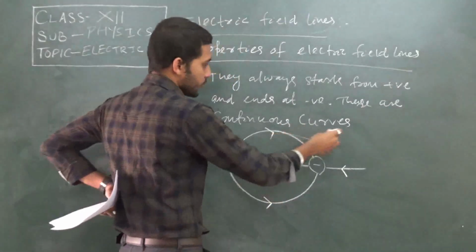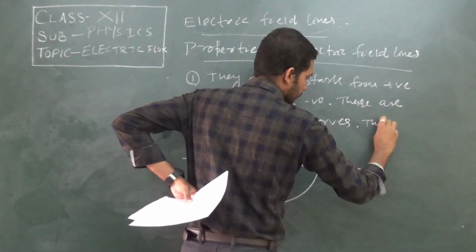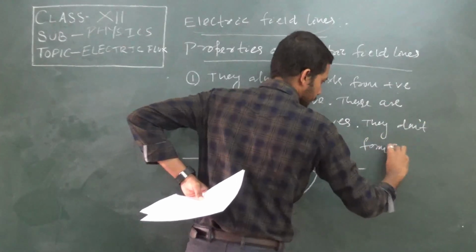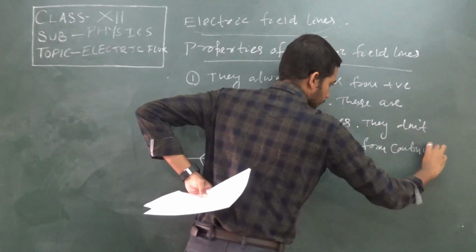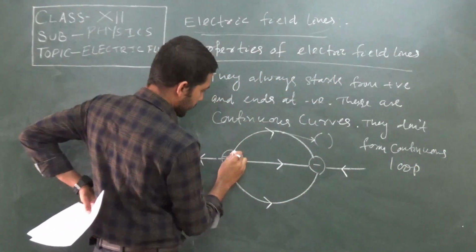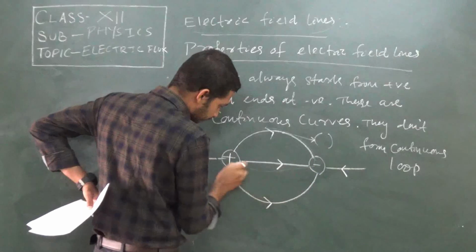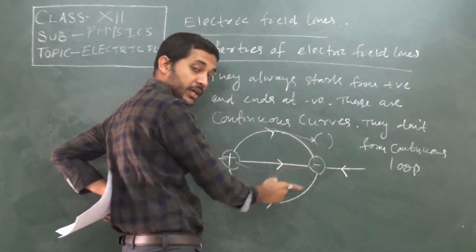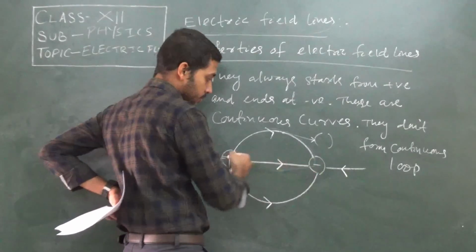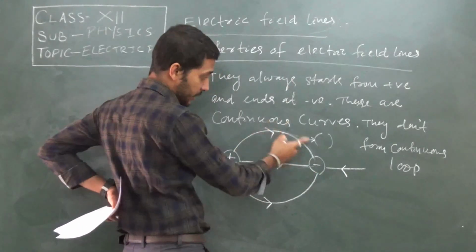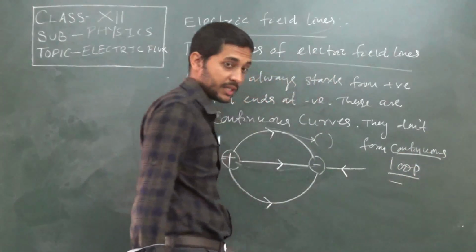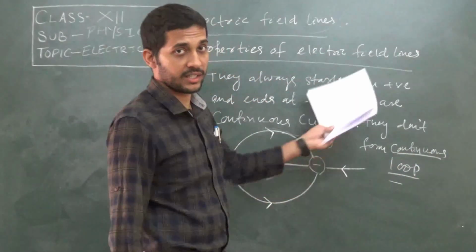And always remember that here also you can write, they don't form a continuous loop. Continuous loop means if they will go like this and if they will again return like this, then that is going to form a continuous loop. But here from negative to positive, there is no motion of the lines of force. That's why it is only a continuous curve. It is not a continuous loop. So it is the difference between electric lines of force and magnetic lines of force.